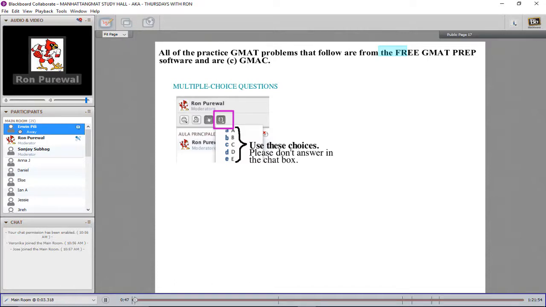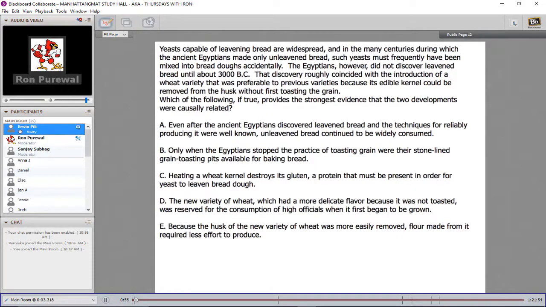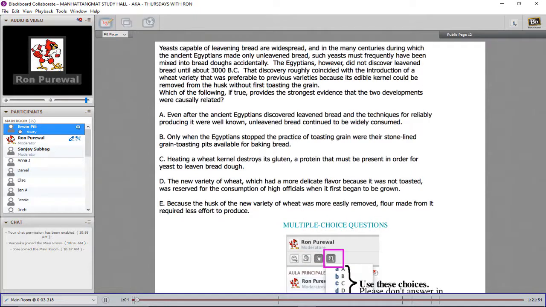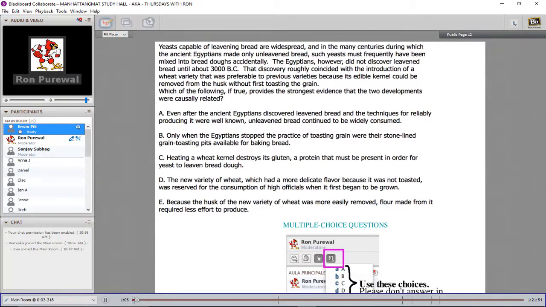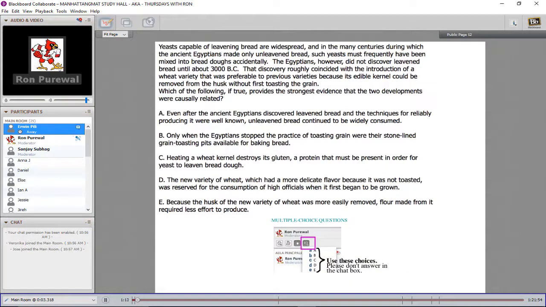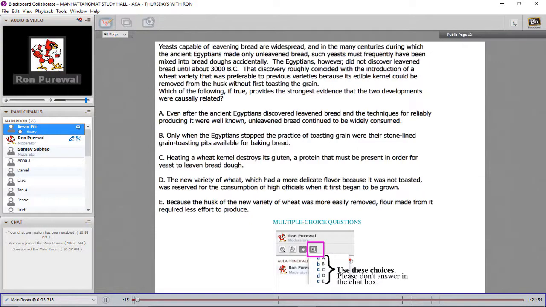Let's do it. How about this one? Don't forget where you find the answers to multiple choice questions, ladies and gentlemen. Please do not answer the question in the chat box. Give you a little bit of time to answer that one.